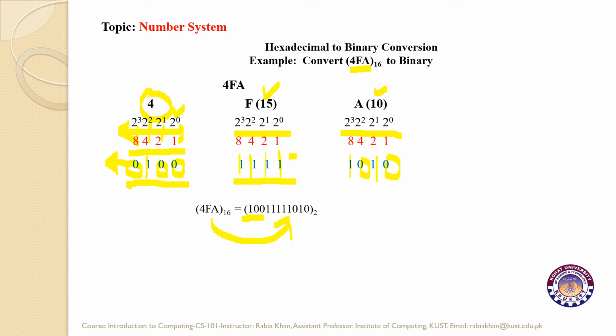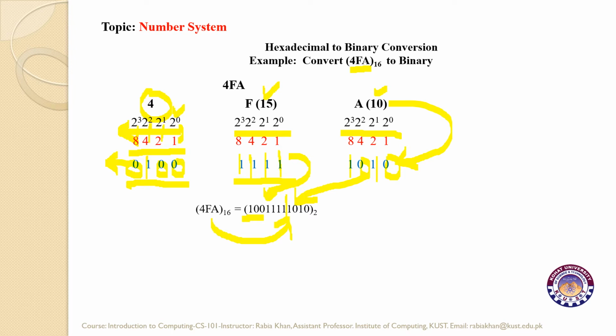Then F is equal to 4 ones, 1, 1, 1, 1, till here. And 1010 is the conversion for 10. It is written 1010 here. Don't forget to write the base. So this is how we can convert a hexadecimal number to a binary number.